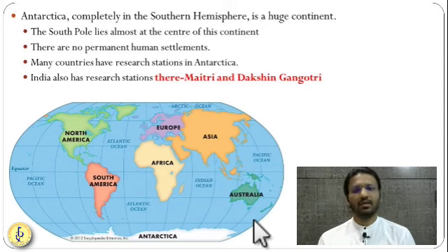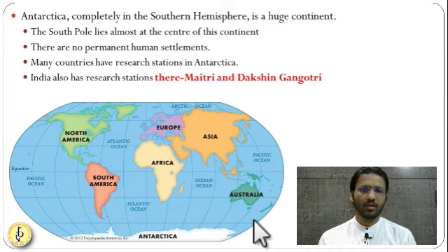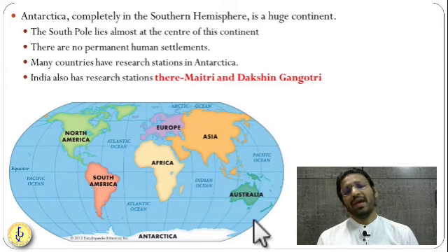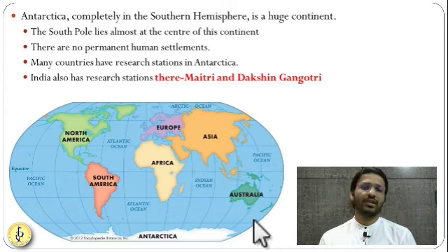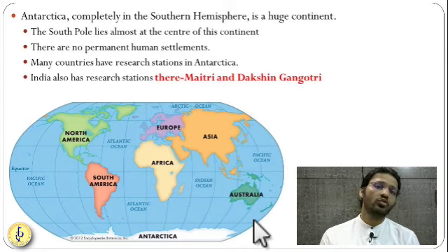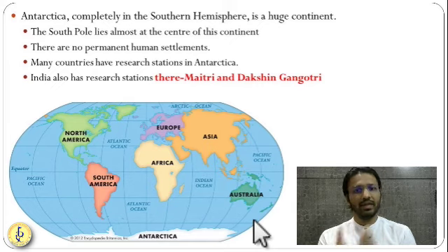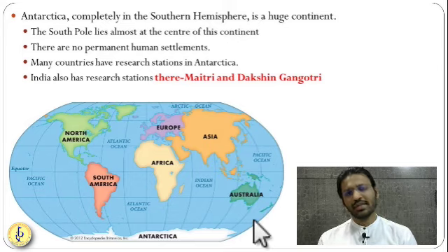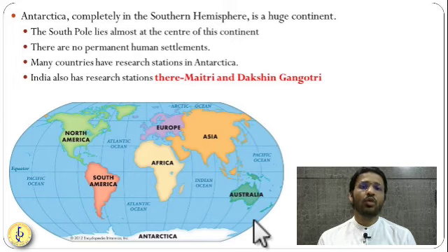Arctic, you have settlements. Arctic, you have so many tribes. You have Eskimos and all, but Antarctica, it's almost untouched by the humans. So we have just established our research center. Many countries have established their research center in the Antarctica. Okay. So India has this Dakshin Gangotri and Maitri, which are there on the Antarctica. So these are the important continents. You guys know India is present on which continent? It is present in the Asian continent.